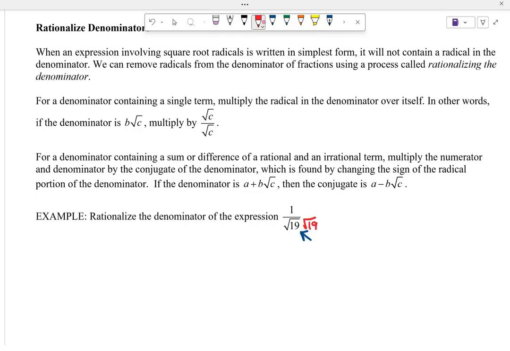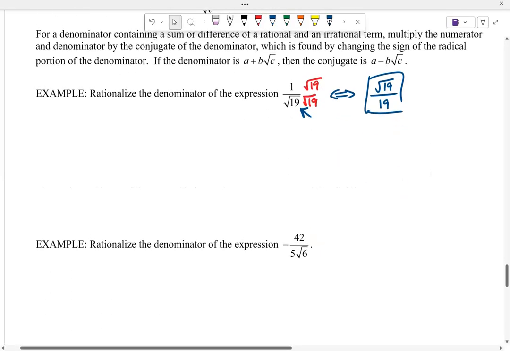So if I multiply the bottom by the square root of 19, I've got to multiply the top by the square root of 19, right? Because square root of 19 over square root of 19 is 1. I'm just multiplying this by 1, like 7 times 1 is still 7. So I'm not changing this, I'm just changing what it looks like. So I got 1 times the square root of 19 is square root of 19. And then I got square root of 19 times square root of 19, which is just a 19 on that. And that's how you're going to rationalize those.